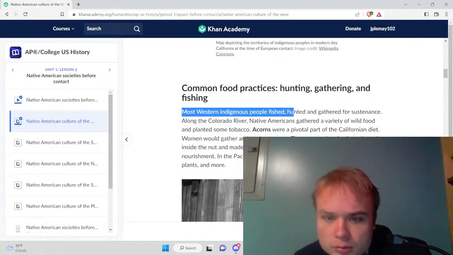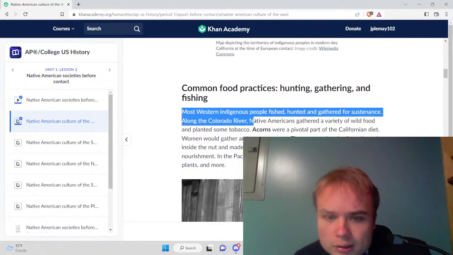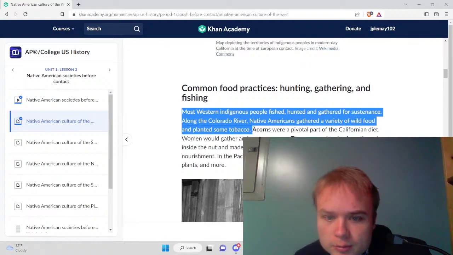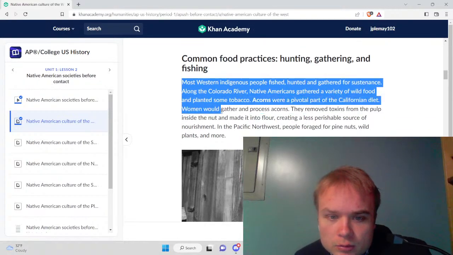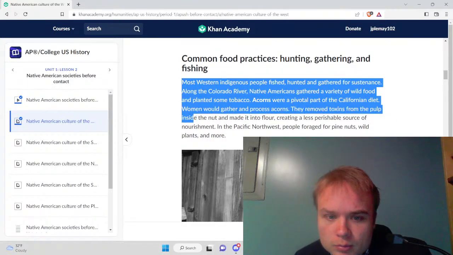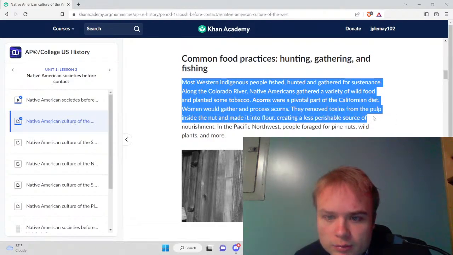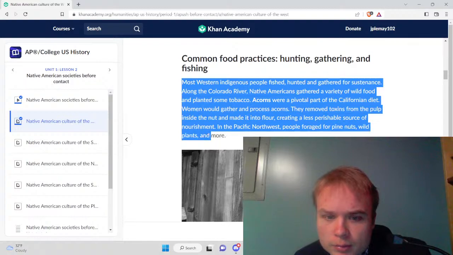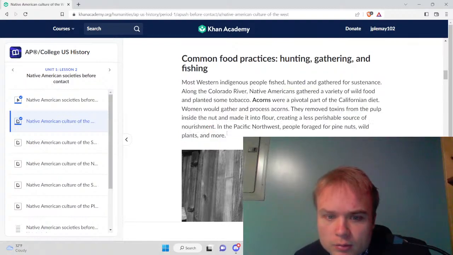Most Western indigenous people fished, hunted, and gathered for sustenance. Along the Colorado River, Native Americans gathered a wide variety of wild food and planted some tobacco. Acorns were a pivotal part of the Californian diet. Women would gather and process acorns. They removed toxins from the pulp, set the nut, and made it into flour, creating a less perishable source of nourishment. In the Pacific Northwest, people foraged pine nuts, wild plants, and more.